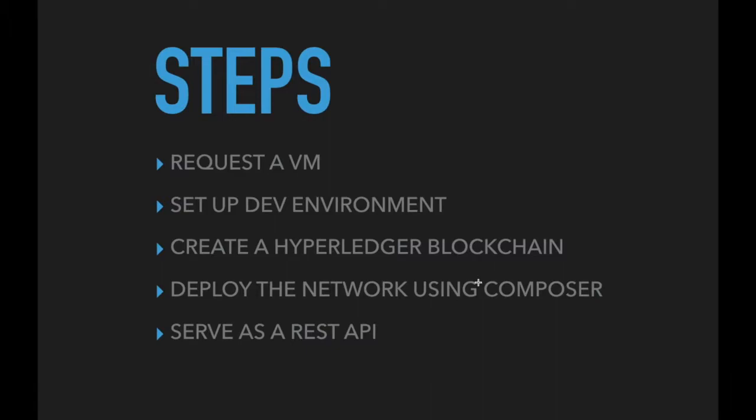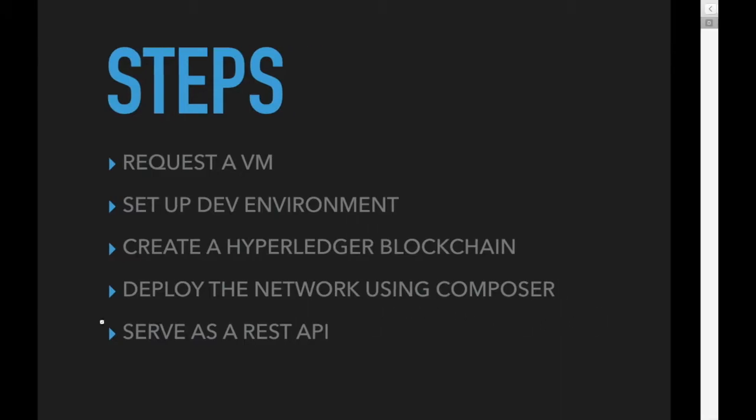The first thing we'll do is request a VM on Azure. We'll download all the packages we need and set up an environment. Next, we'll create and deploy the blockchain network, and finally we'll serve it as a REST API. Great, let's get started.